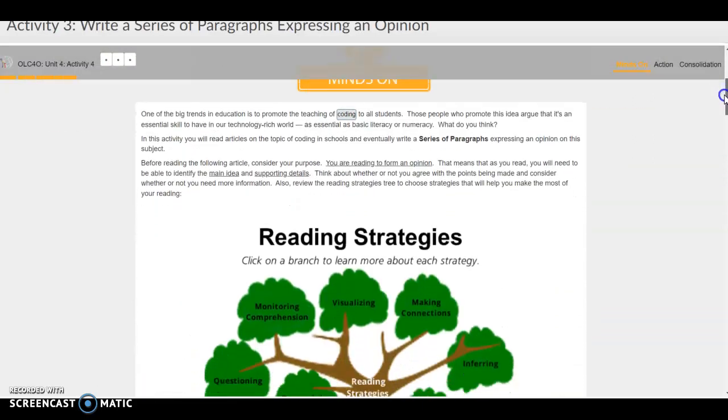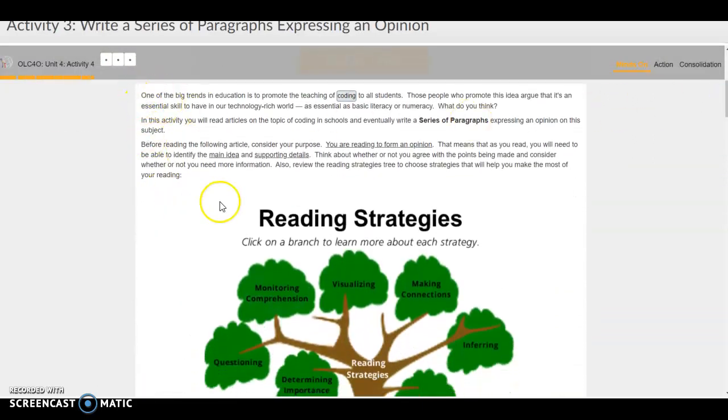To start with, in the Minds On section, we're going to be introduced to the topic that your assignment in this activity is going to be based on. And that topic is coding. And coding is the language that computers use. And in education right now, there's a big debate about how much coding should be taught in schools. Like, should coding be taught to kindergarten students? And should all students in all schools be learning computer language?